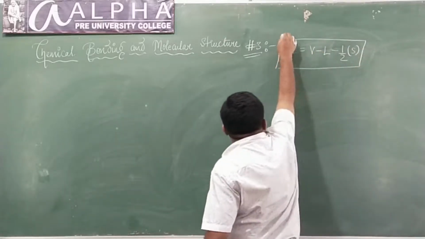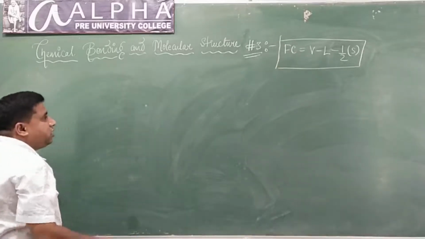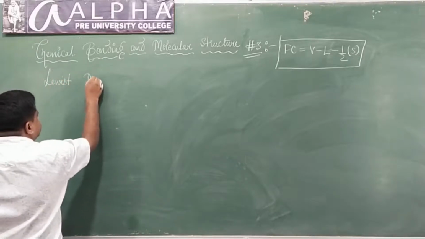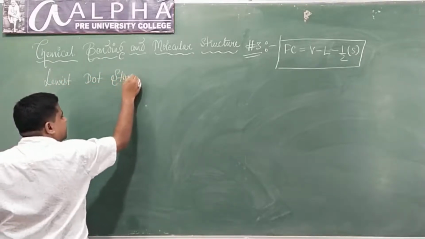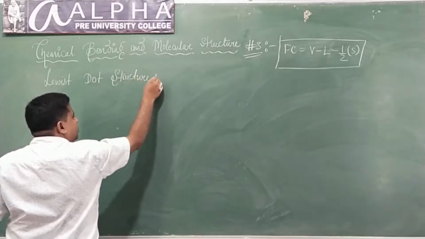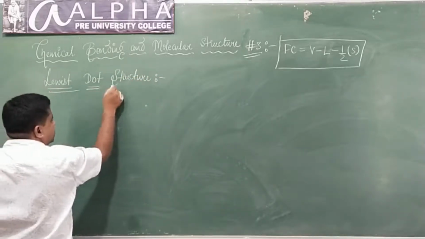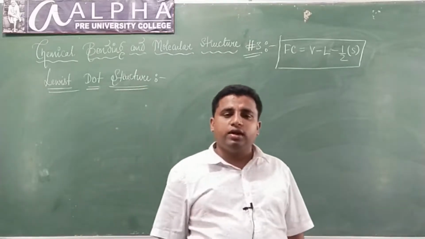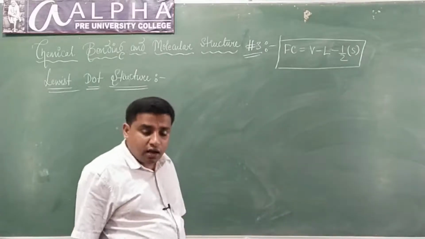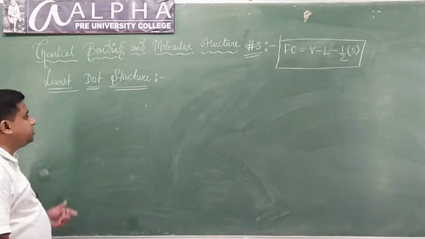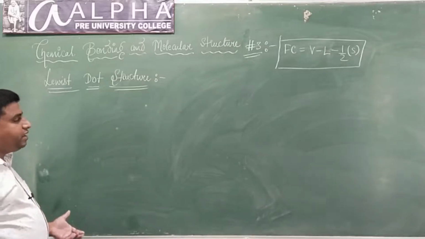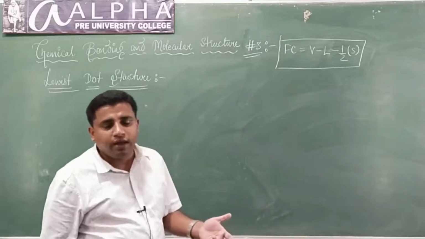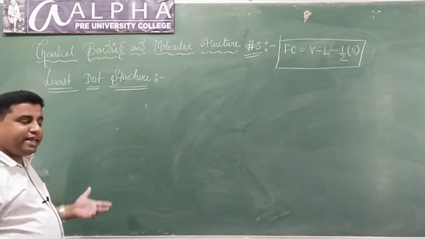Students, now let us learn how to write the Lewis dot structure. Please learn this, because if you don't know how to write the Lewis dot structure, then everything is gone in chemical bonding and molecular structure. There are different rules to write the Lewis dot structure. Let us learn the different rules by taking examples itself.